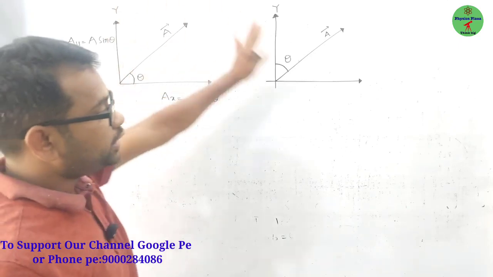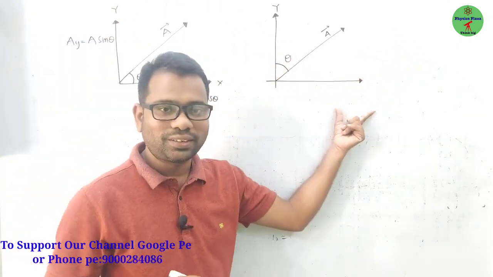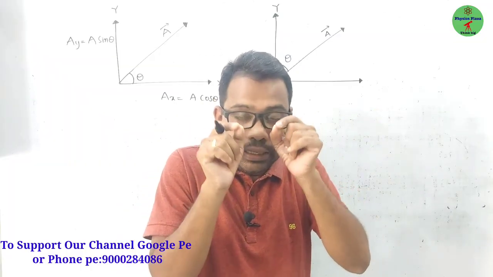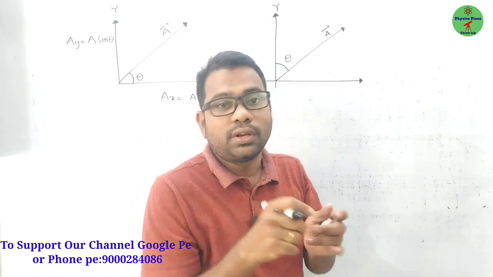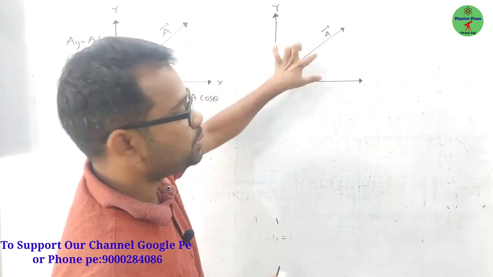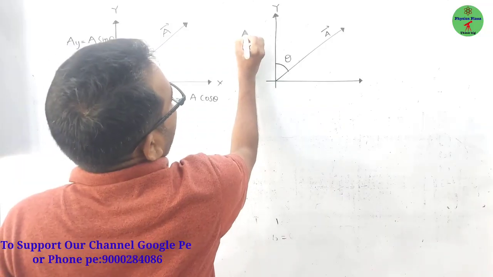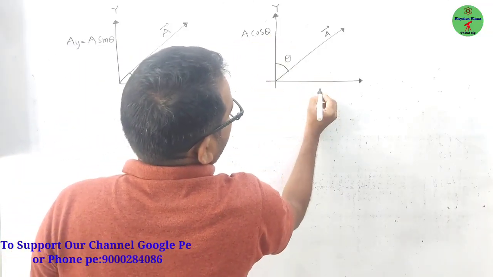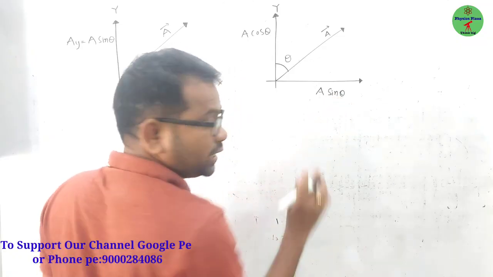Clear? But here, what is the horizontal component? You can't say it is A cos theta. That's what. So this is a very, very important part. You have to see whether the vector is making an angle with the x-axis or the y-axis. The axis with which it is making the angle, the component along it is going to be A cos theta, and the other is going to be A sin theta. Is it clear, children? Fine.